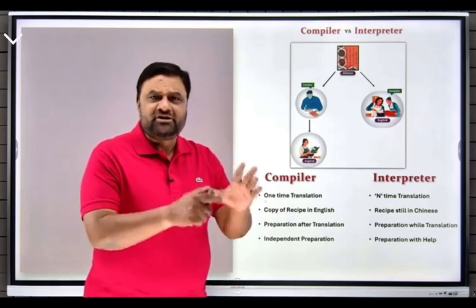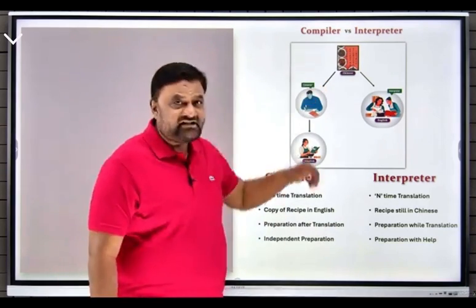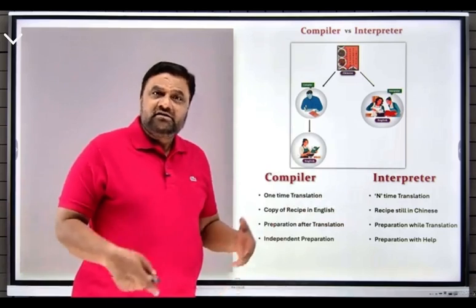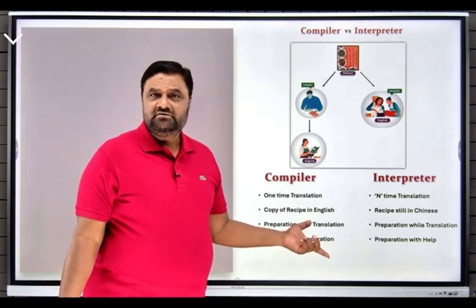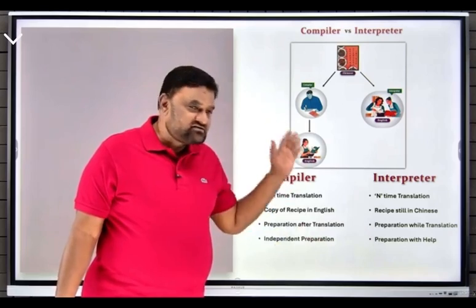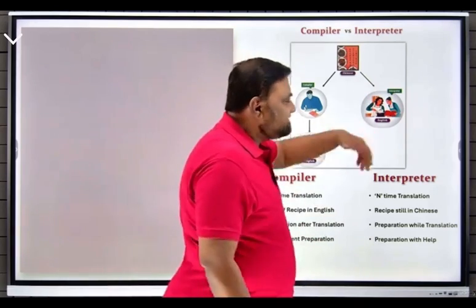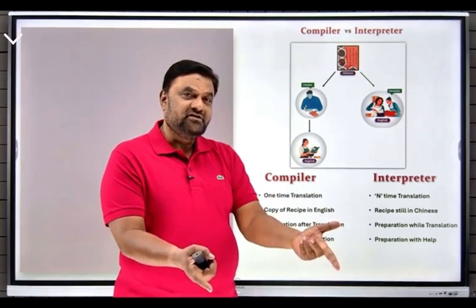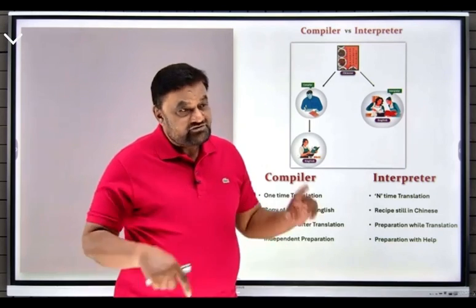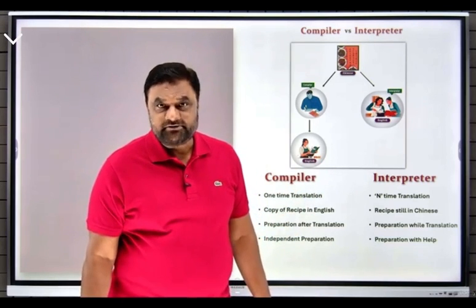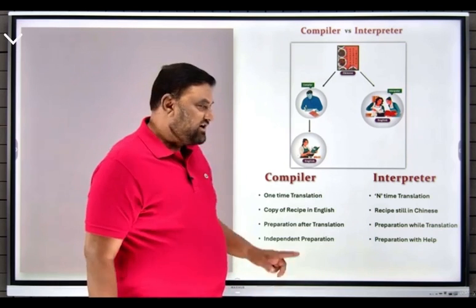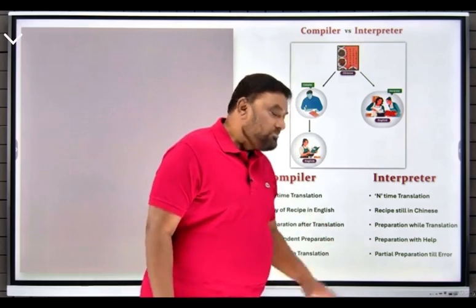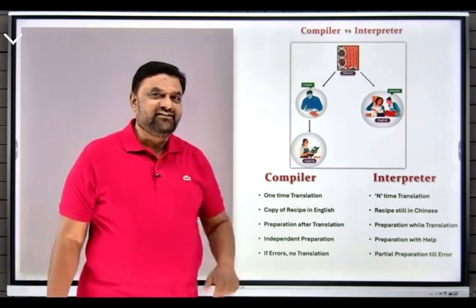Now one last important key point. Suppose there is some problem in the recipe, something he is unable to understand, or something is misprinted or erased, then he cannot translate at all. He'll say, no, I can't translate at all. You can't start preparing the dish. But here she started translating. At one point she could not find what this is. At that point the preparation stops, halts. So till there they have done the preparation of a dish. Partial preparation was done. So here, if there are any errors in the recipe, no translation, but here partial preparation till you reach the error.